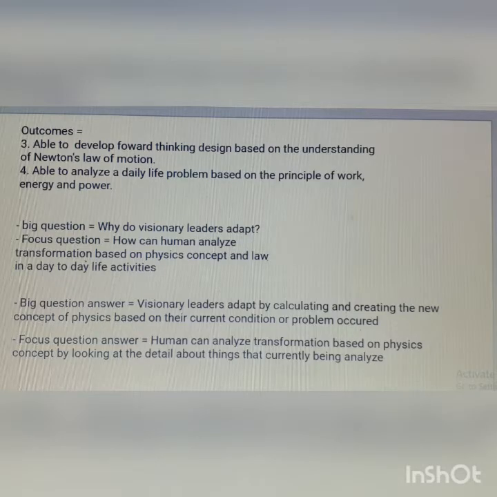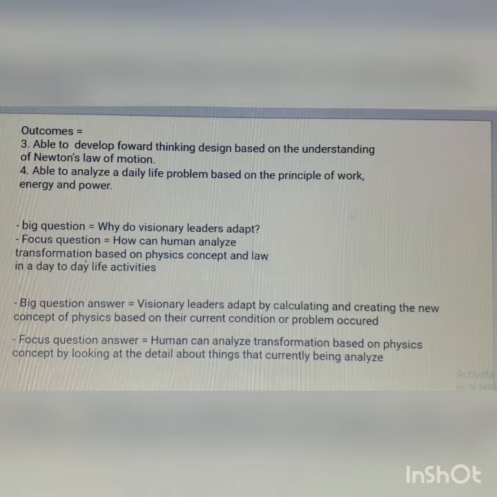So before we start, I'm gonna explain about the outcomes of this project. The first one is being able to develop forward-thinking design based on the understanding of Newton's laws of motion. The second one is being able to analyze a daily life problem based on the principle of work, energy, and power.